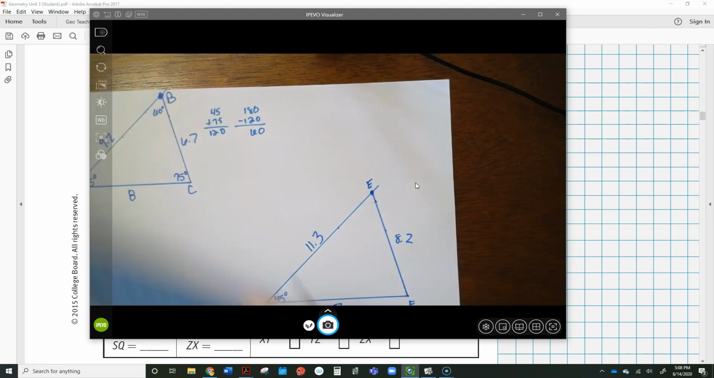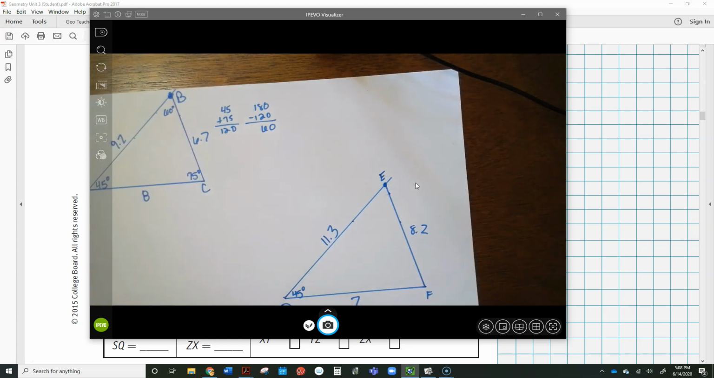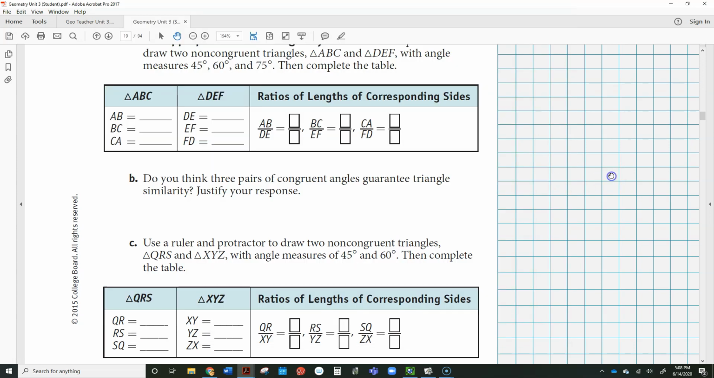Okay, now I'm going to take these measurements and I'm going to go to my Springboard book and write them in here. AB was 9.2. BC is 6.7. AC is 8. DE was 11.3. EF is 8.2.